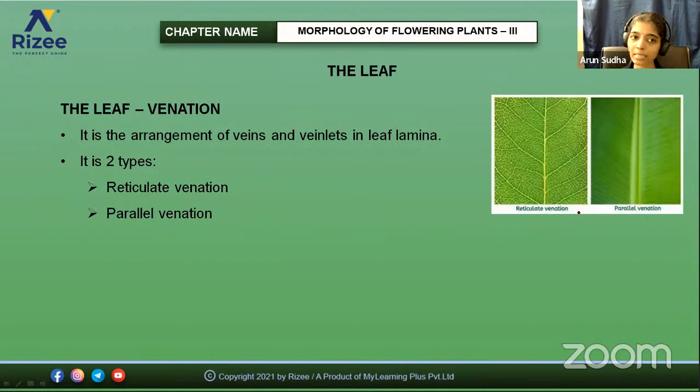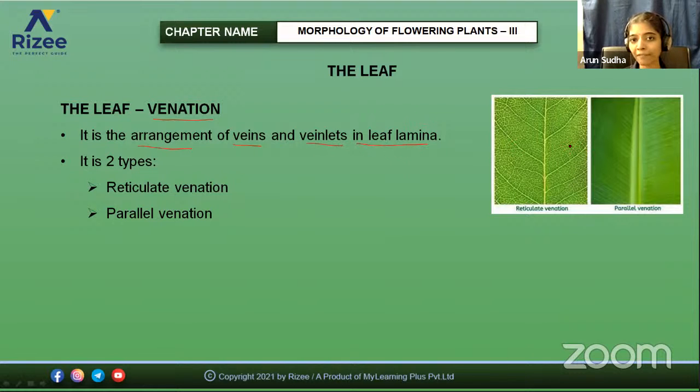Next we'll see about venation. What do you mean by venation? We saw that in the lamina there are veins which help in transport. Venation is the arrangement of veins and veinlets in the leaf lamina.